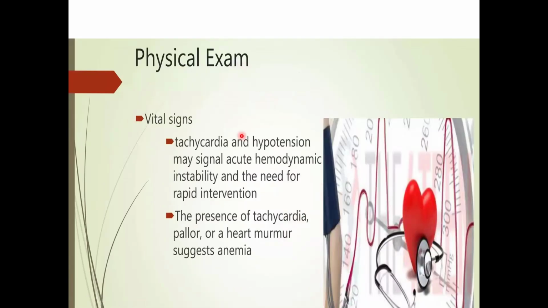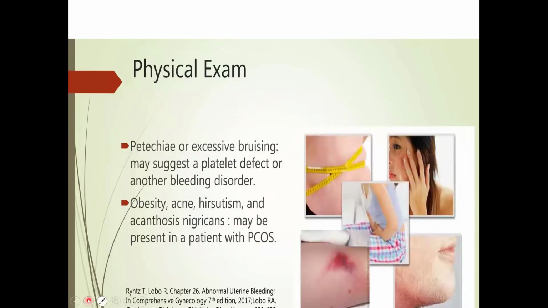In physical examination, vital signs such as tachycardia and hypotension may signal acute hemodynamic instability and the need for rapid intervention. The presence of tachycardia, pallor, or a heart murmur suggests anemia. On physical examination, petechiae or excessive bruising may suggest a platelet defect or another bleeding disorder. Obesity, acne, hirsutism, and acanthosis nigricans may be present in the patient with PCOS.